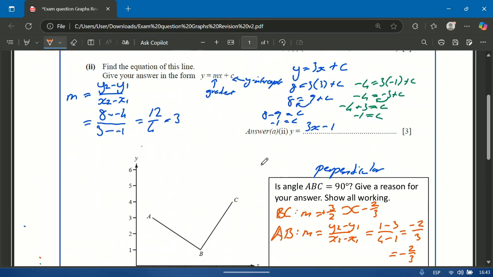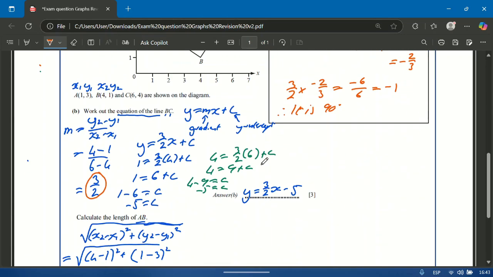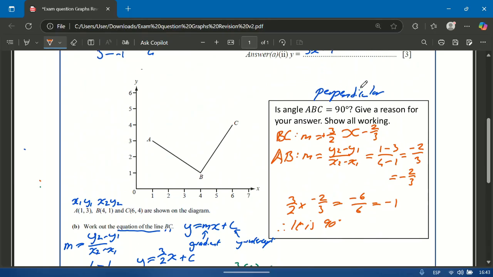This is just some of the questions you need to know for chapter 10.1. Remember, parallel lines always have the same gradient.